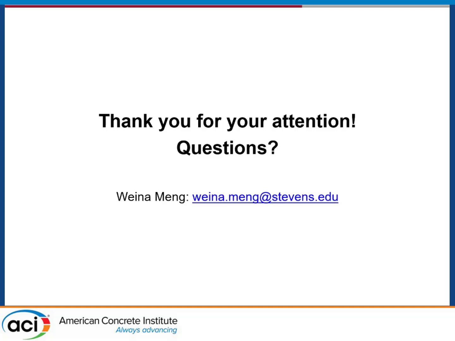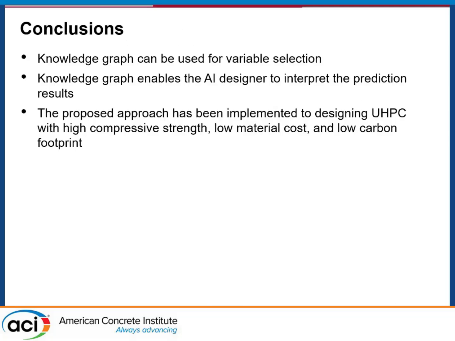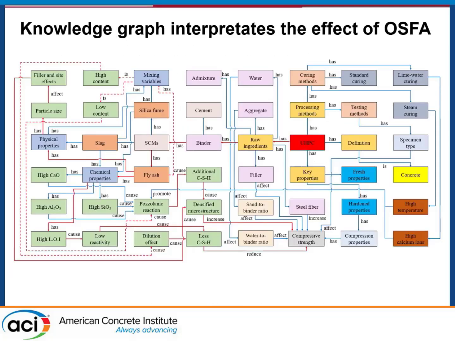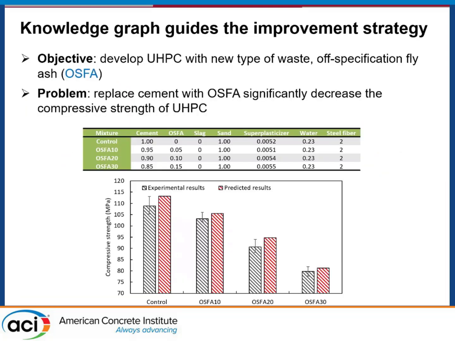Great presentation. When you show the effect of off-spec fly ash and you see the strength reduction, are those data still experimental data? So we do both. First, we conduct the experiment. Let me show it. So you see here, we have two types of data. One is experimental data, based on our laboratory work, and also the predicted results using our AI designer. We can predict pretty well for some of the results. So we do both.